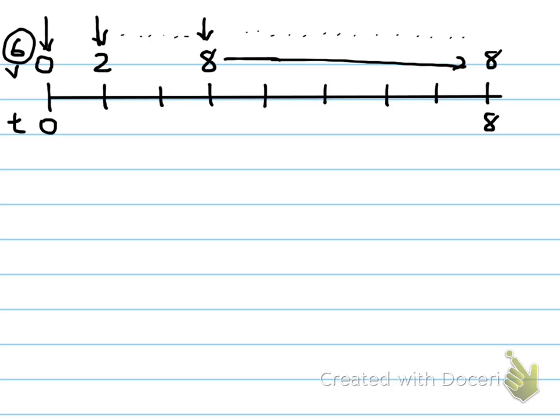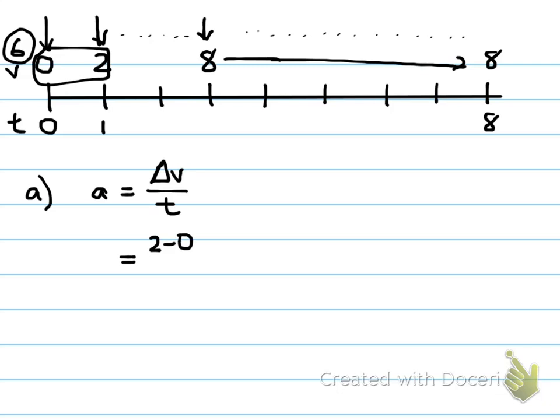Question A says, what was the acceleration in the first second? Now that we've got it here, it's kind of easy. Acceleration is the change in velocity over time. In this case, the change in velocity was from 0 to 2, so that's a change of 2. 2 minus 0 is 2. And how long did it take? Well, it took 1 second. So 2 divided by 1 is 2 meters per second squared.